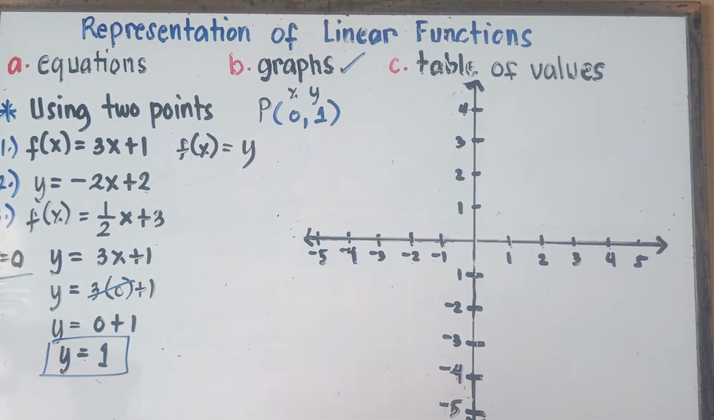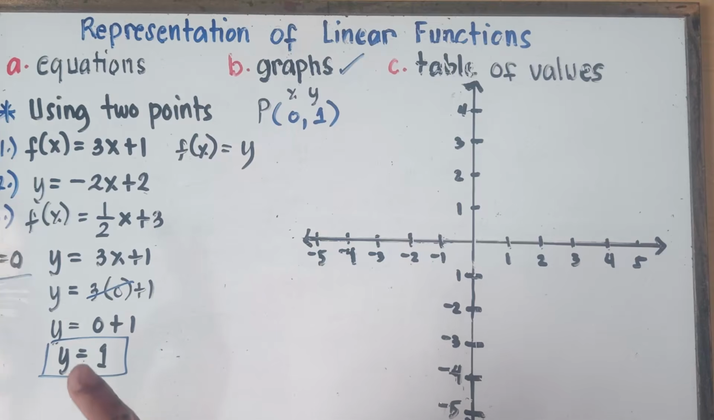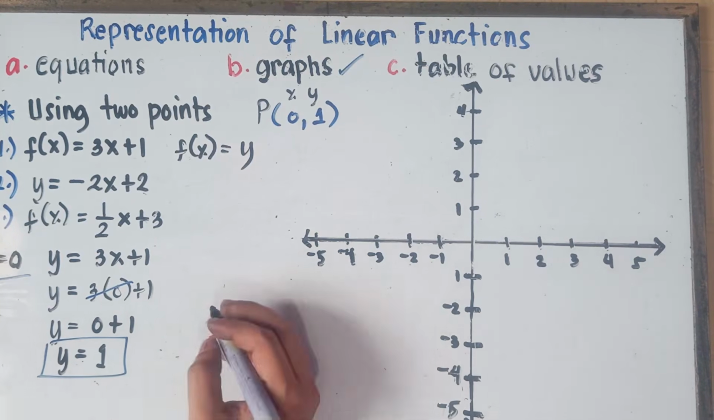Alright, so once again, class, choose another number for x that you can substitute in this given equation because we need to have at least 2 points. We need to get another ordered pair. So you can choose, class, any number.